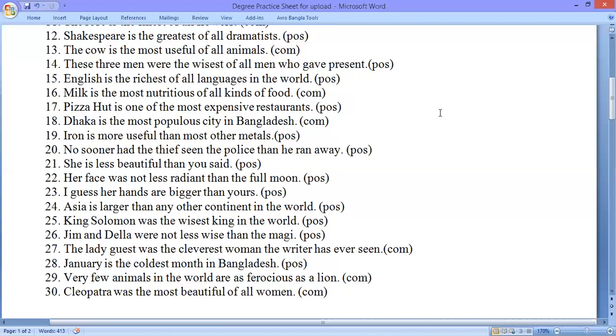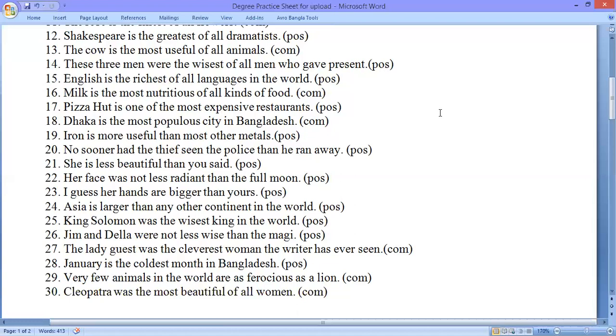This is number 26. The question is, Jim and Della were not less wise than the Magi. We shall have to make this positive. So if you want to make this positive, we can write that Jim and Della were as wise as the Magi. I'm repeating, Jim and Della were as wise as the Magi.